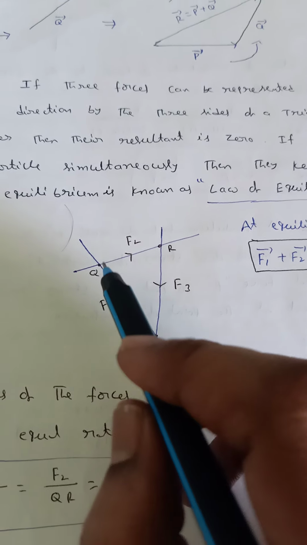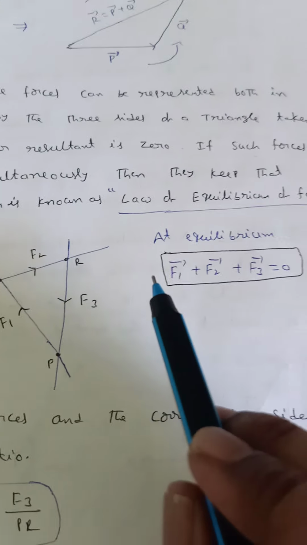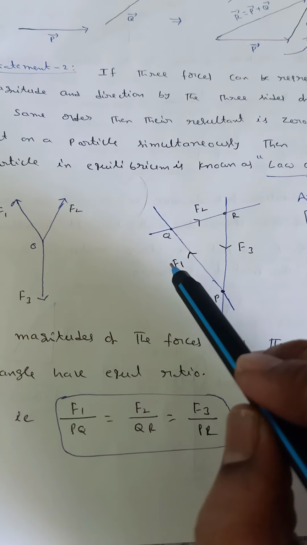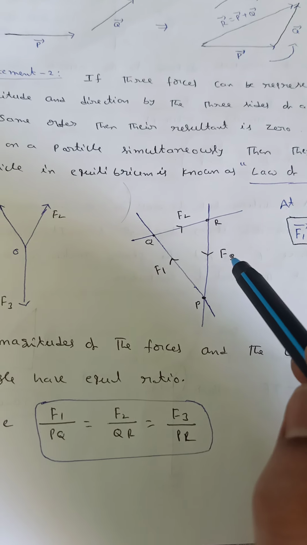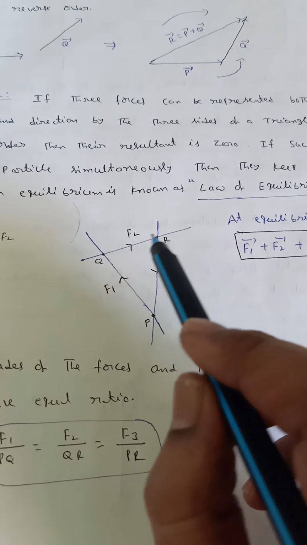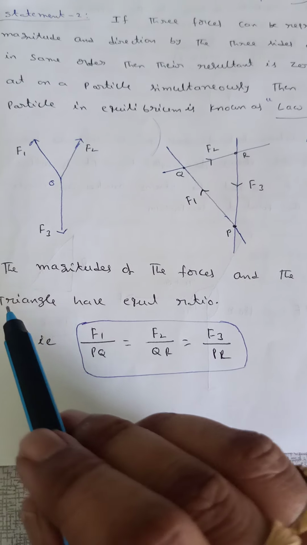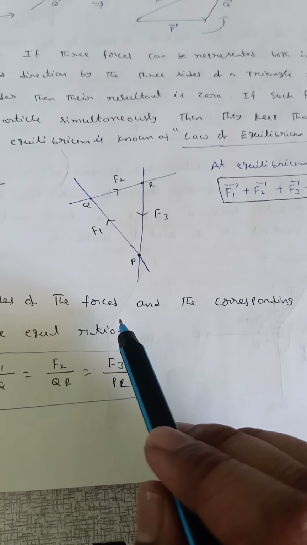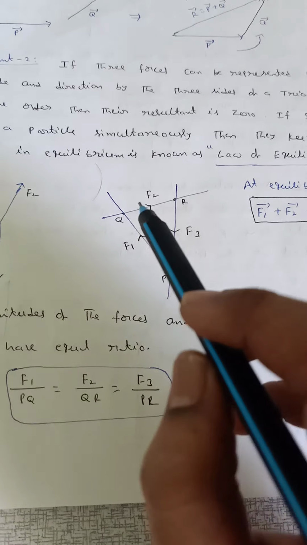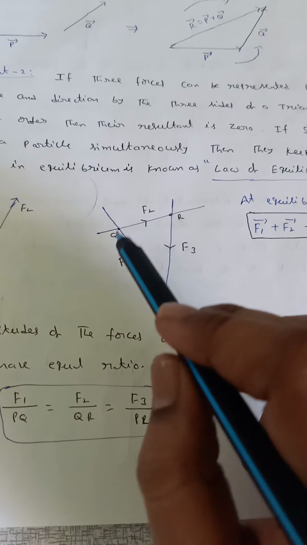And this point is P, this point is Q, and this point is R. Law of equilibrium of forces: the main condition is F1 bar plus F2 bar plus F3 bar is equal to 0, and also the magnitudes of the forces F1, F2, F3 and the corresponding lengths: F1 corresponds to length PQ, F2 to length QR, F3 to length PR. That means the magnitudes of the forces and the corresponding sides of the triangle have equal ratio. That means F1 by PQ, F2 by QR, F3 by PR. This is the law of equilibrium of forces.